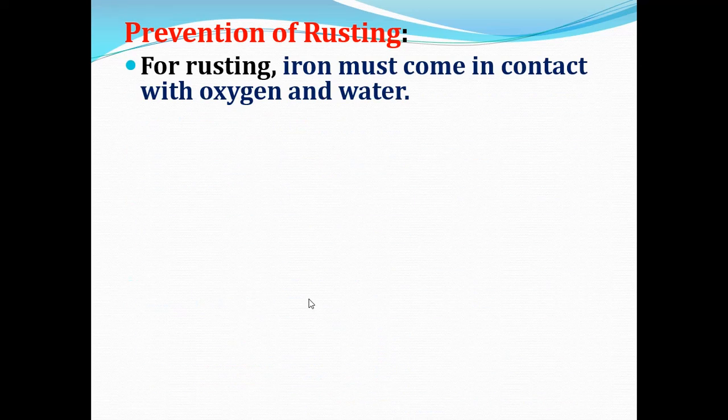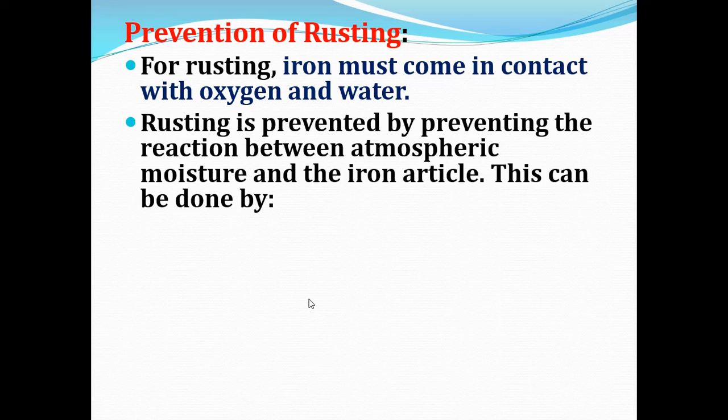Now, how can we prevent this rusting? For rusting, iron must come in contact with oxygen and water. So rusting is prevented by stopping the reaction between atmospheric moisture and iron particle. This can be done by painting, so that we can avoid the rusting of iron. First thing is painting. Then greasing, we can apply grease over the iron particle.